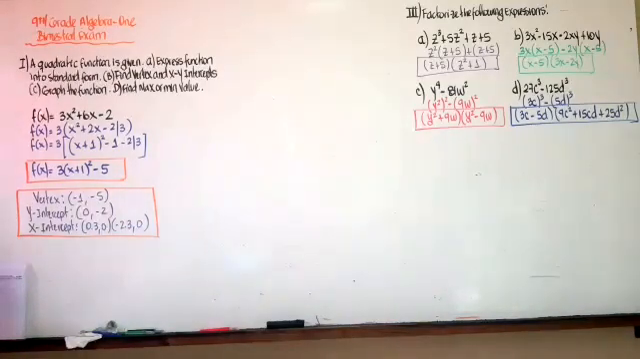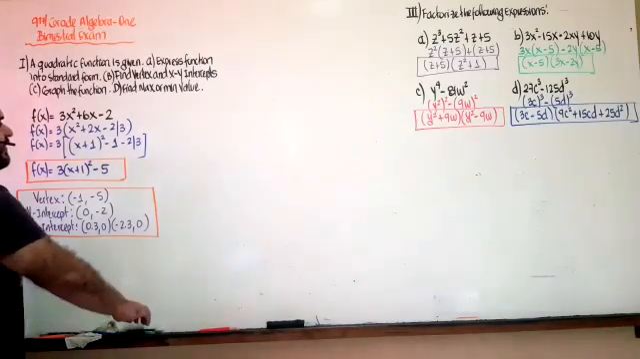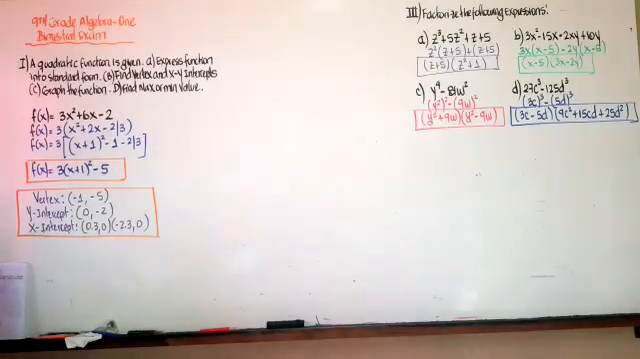The letter C will be the graph of the function. The letter D, we're supposed to identify the maximum or minimum value. Okay, so let's begin to sketch the graph. At the moment, we're going to sketch the graph, guys.